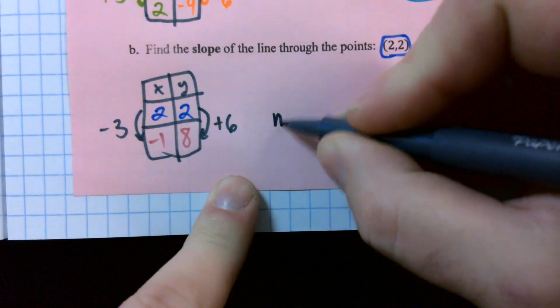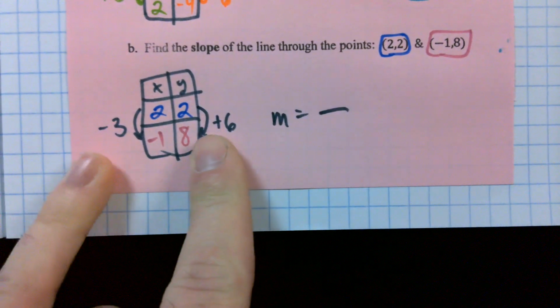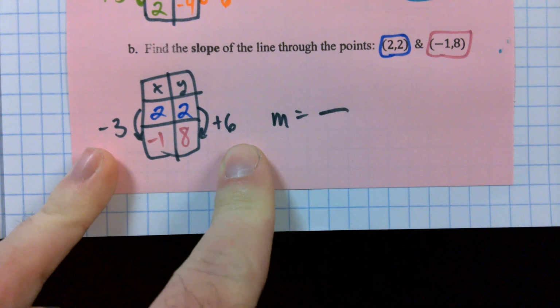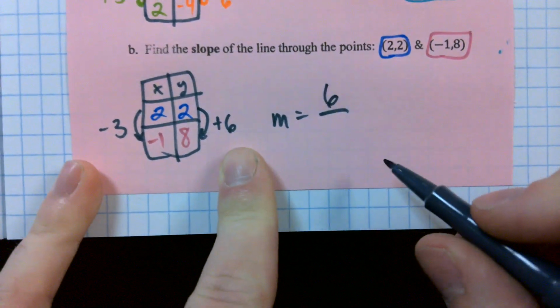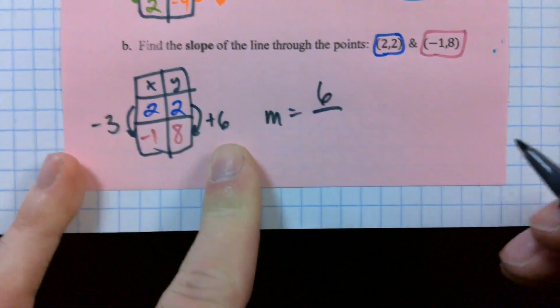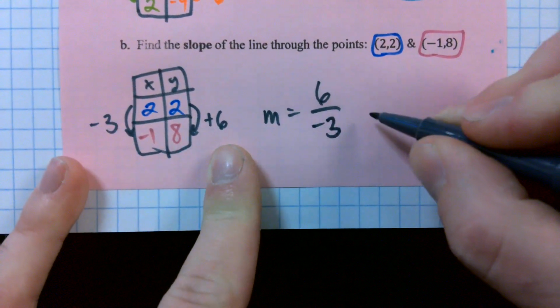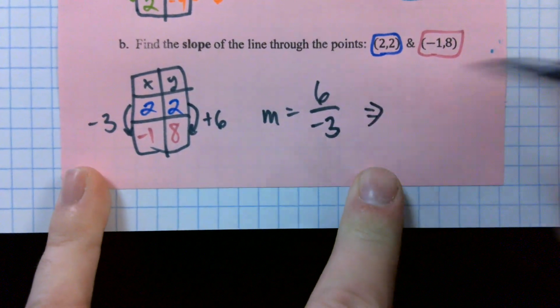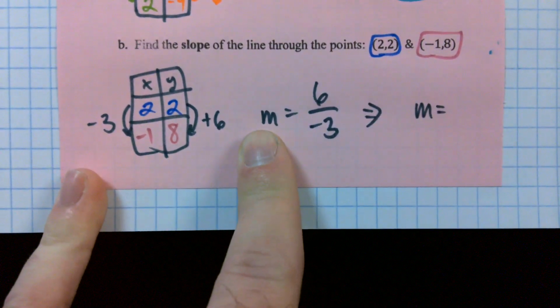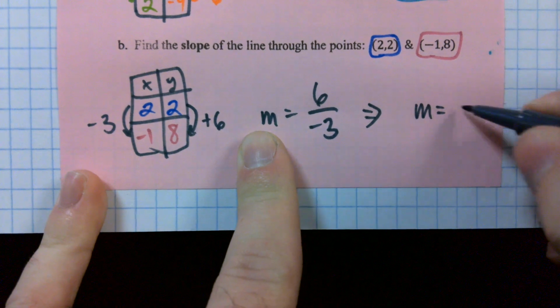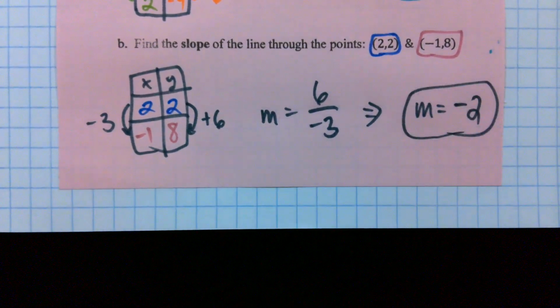All right, so my slope is going to be, what number is going to go on top? The minus 3 or the plus 6? Positive 6. What's going to go on the bottom? Minus 3. Okay, let's stop, please. What is 6 divided by negative 3? Negative 2. All right.